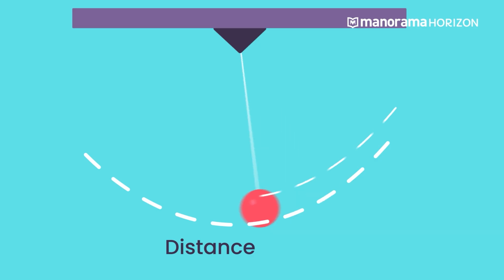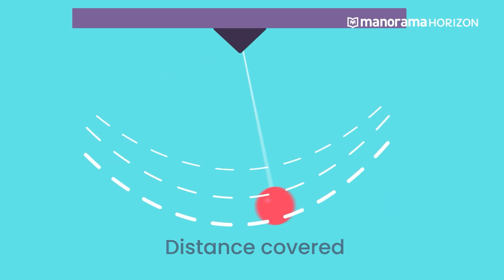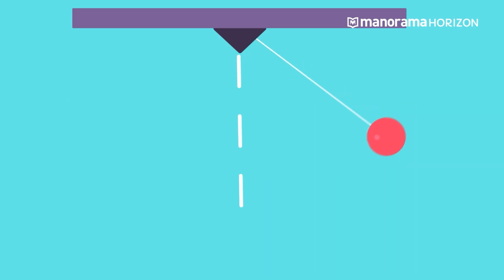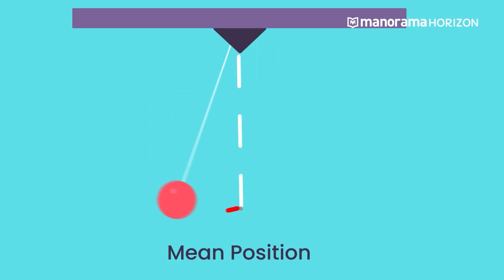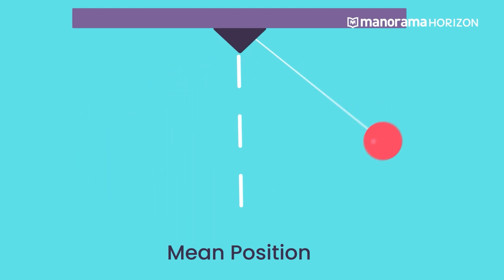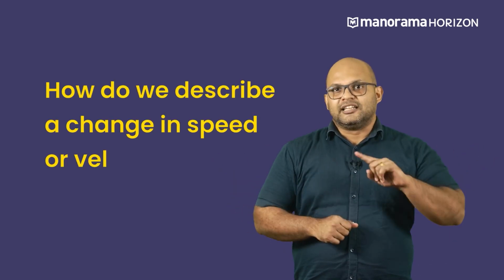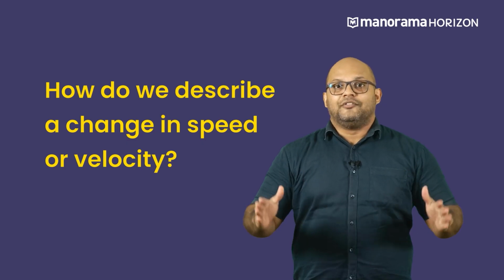Another interesting case is this pendulum. As it swings, it covers the same path again and again, and thus the length of the path covered by the bob keeps on increasing. However, if we consider the mean position of the pendulum to be the starting position, then after every complete swing, the bob ends up exactly where it was before, which means that the displacement of the bob for that time is zero, and so is the velocity. So it is possible that a moving object can have zero average velocity.